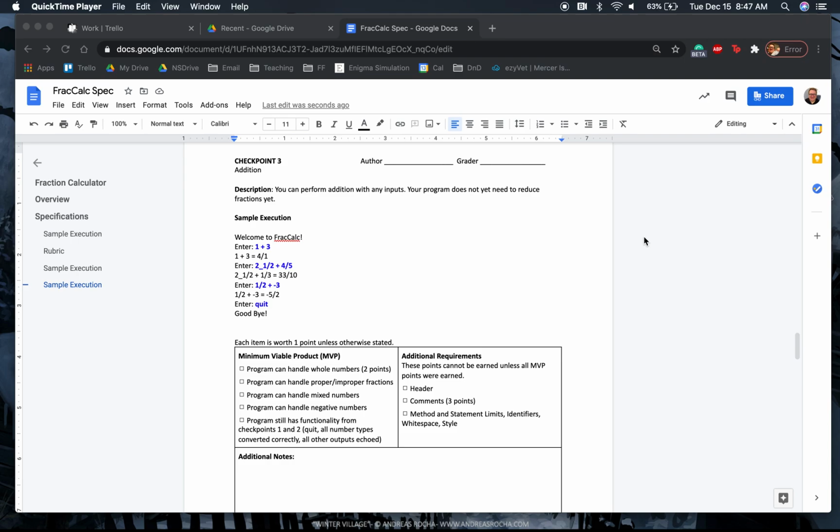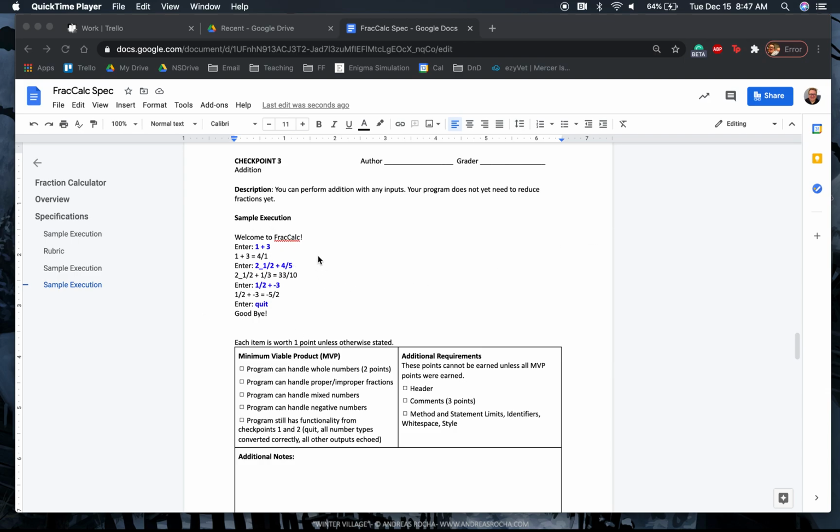Checkpoint 1 is a user input loop where we are either echoing an input unless it was quit. If it was quit, we terminated the program. In checkpoint 2, we were taking in the 3 tokens given from the user, which were a number, an operator, another number. And regardless of the format of that number, whether it was a whole number, a proper fraction, or a mixed number, we converted everything into a proper fraction. So now we're at a place in our code where we have a number, addition, and another number. We should be able to add those things together.